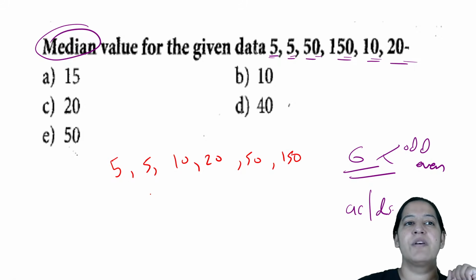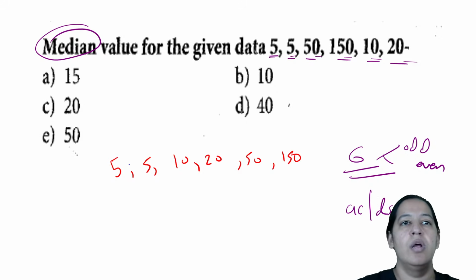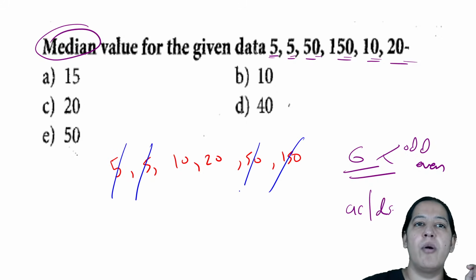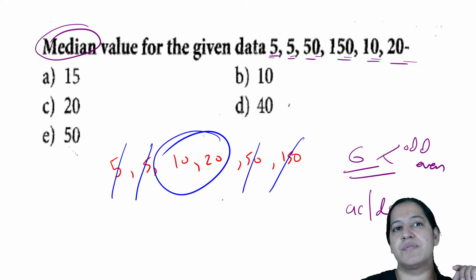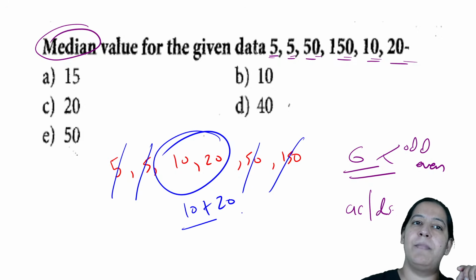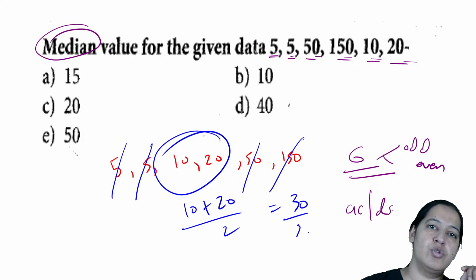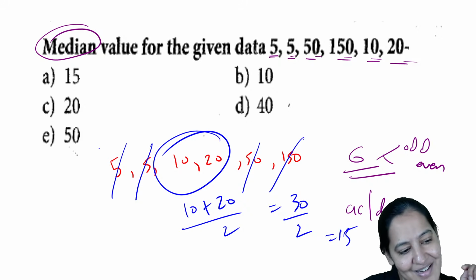So total 6 observations are there. What you will do? Leave 2 from here, leave 2 from here. The central 2. Take the average of central 2. So 10 plus 20 by 2, that is 30 by 2. So answer will be 15. So correct answer here is A.